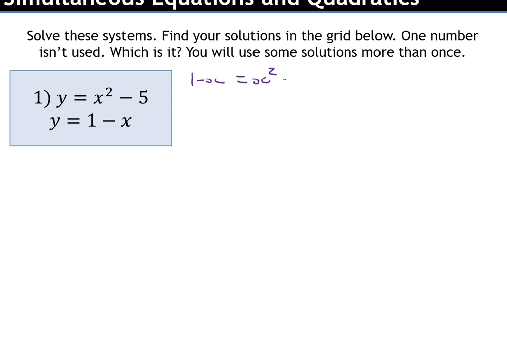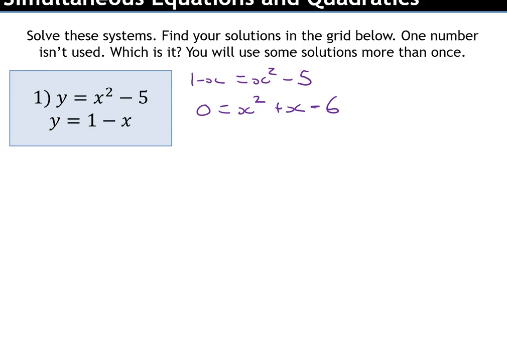So that will give me 1 minus x is equal to x squared minus 5. I'm going to get everything onto my right-hand side, so that will make it 0. So that means x squared, I'm plusing x to both sides, and then I am taking 1 away. So -5 take away 1 is -6.